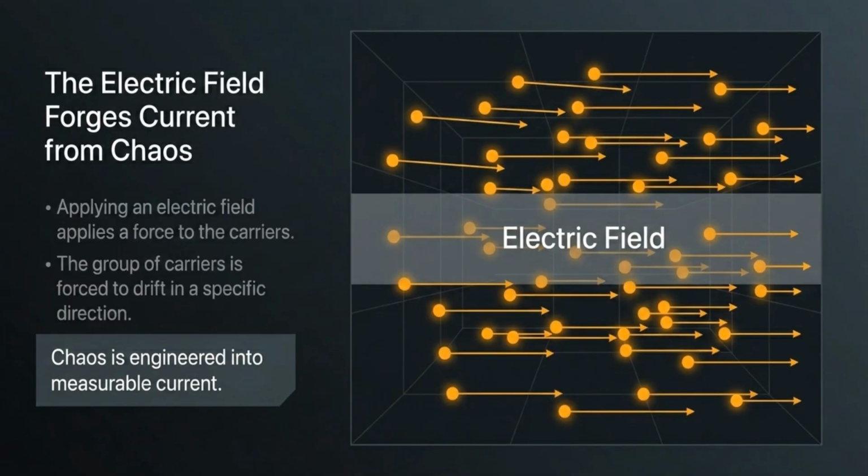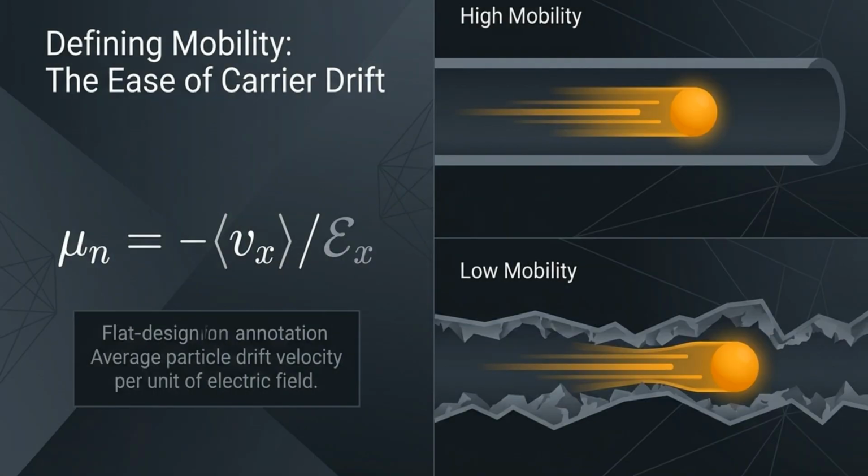Applying an electric field forces carriers to drift in a specific direction. This process engineers the chaos into a measurable current. Mobility defines the ease of carrier drift. It's mathematically defined as the average particle drift velocity per unit of electric field.